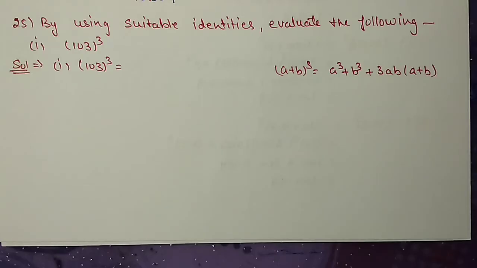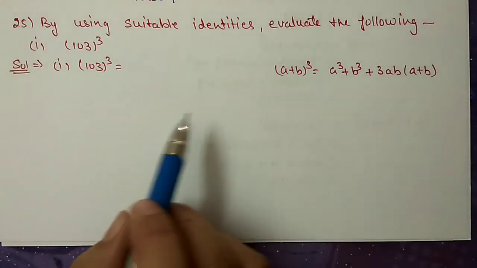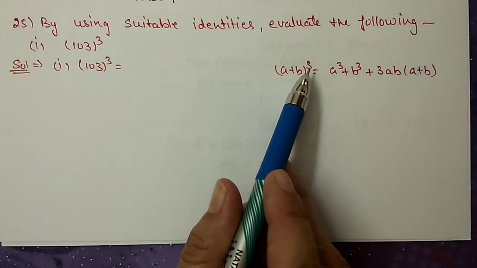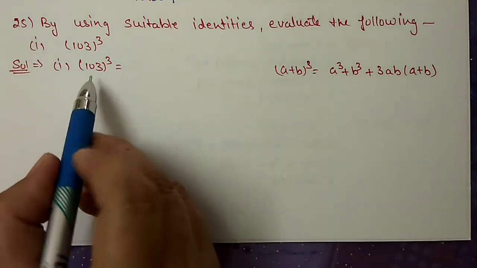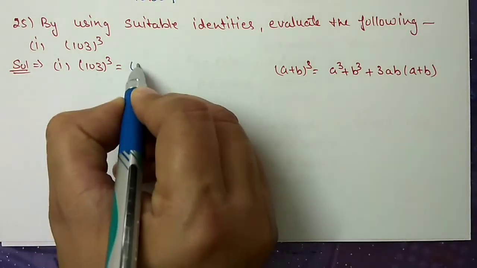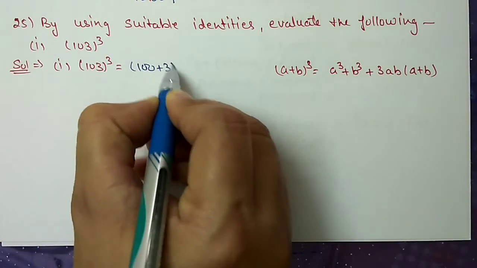Question number 25. By using suitable identities, evaluate the following. First, 103 whole cube. So here also we will split this number into two easy numbers. We can use a plus b whole cube or a minus b whole cube, any one property we can use. So this number I am splitting as 100 plus 3 whole cube.